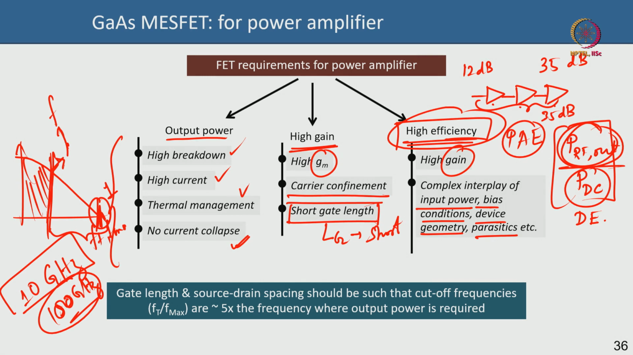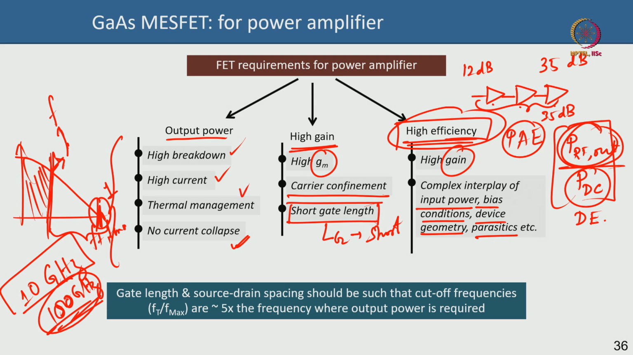Because to get a 100 gigahertz cutoff, your gate drain spacing has to be really short and your breakdown will be low. That is not something you always want. So there are all these trade offs that come into picture. Okay. So with that, maybe we will end the lecture here today. We are not introducing power amplifiers, we are introducing devices for power amplifiers. What are the requirements for a field effect transistor to enable a good power amplifier is what we are discussing. This course is not about discussing power amplifiers.